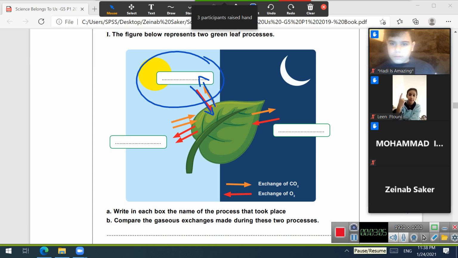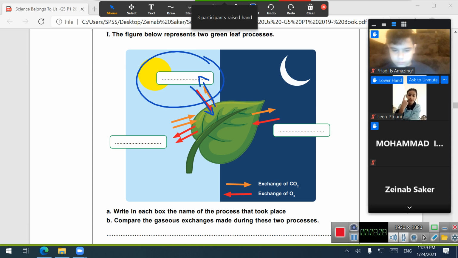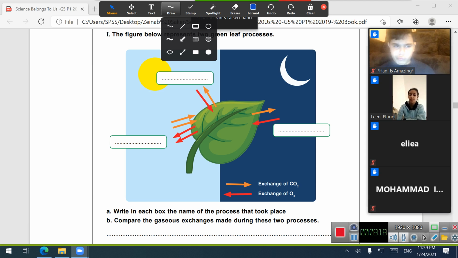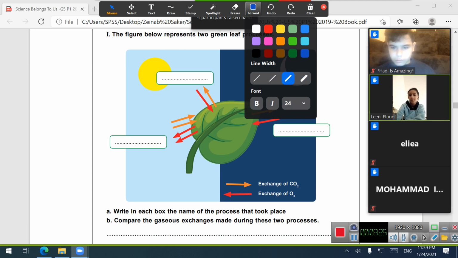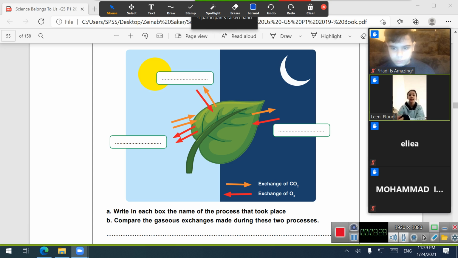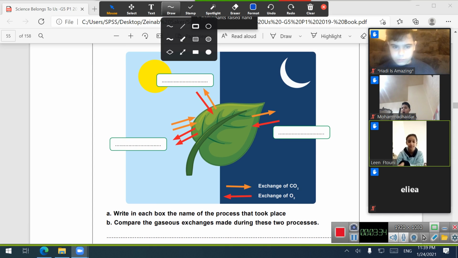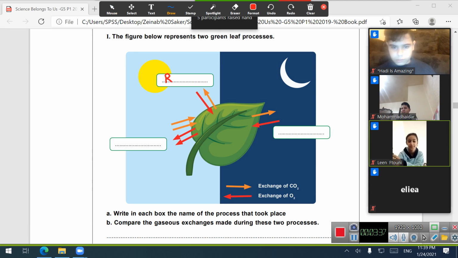I have many students raising their hands, but first I'm going to ask Lynn, because she is the first student who raised her hand. You can start, Lynn. What is the first process shown in the first box? Respiration. How do you know that it is respiration? Because respiration releases carbon dioxide and absorbs oxygen. Excellent, thank you.